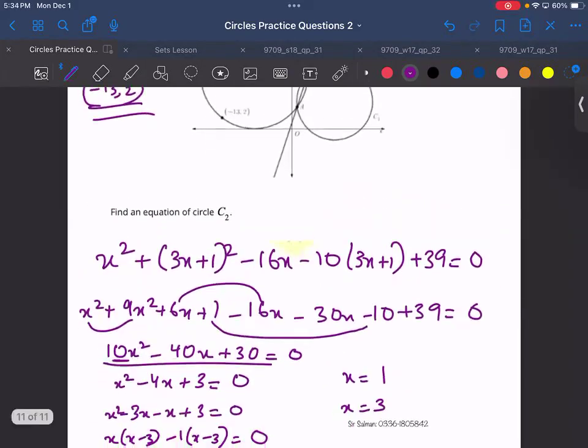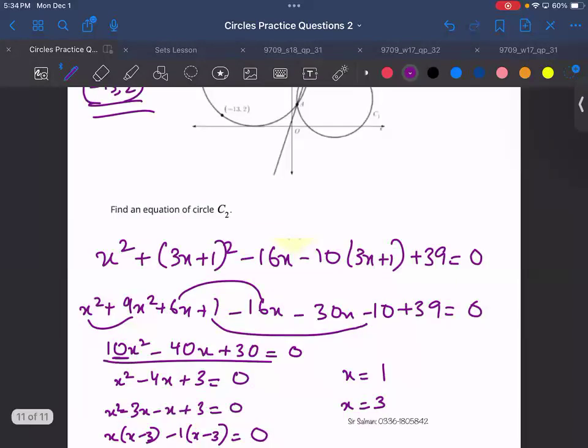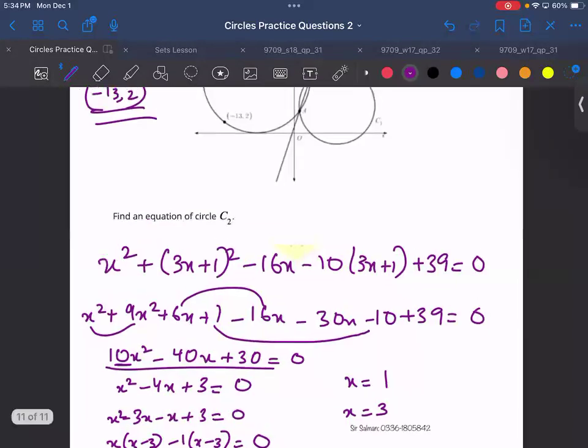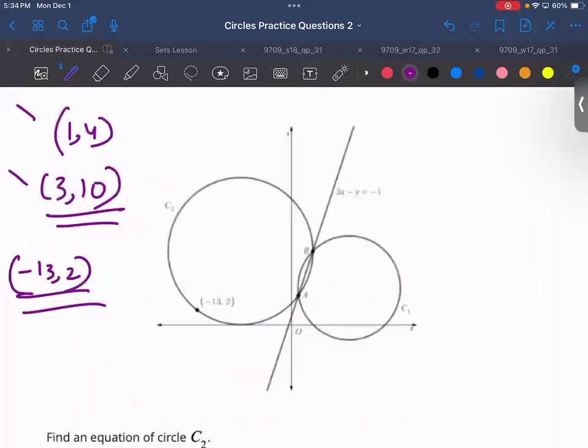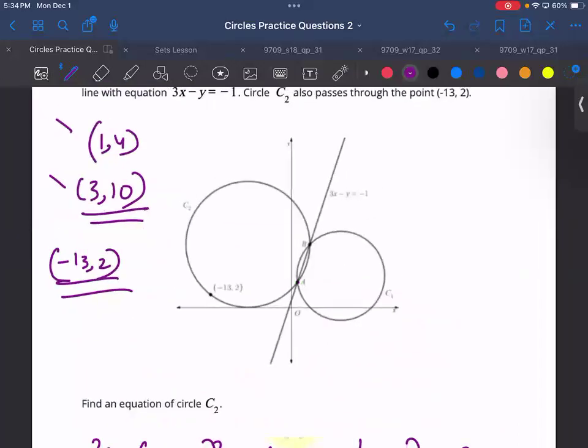But the next part is important, that how do we find the equation of the circle C2. We have the coordinates for A, which are 1 and 4. We have the coordinates for B, which are 3 and 10. How do I find the equation of the circle? Lovely question.